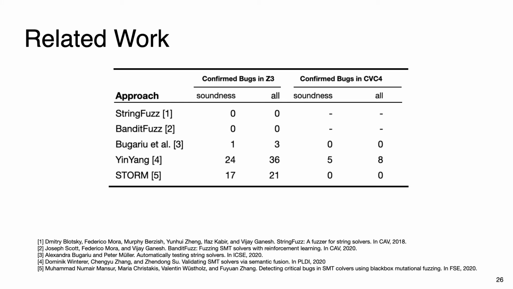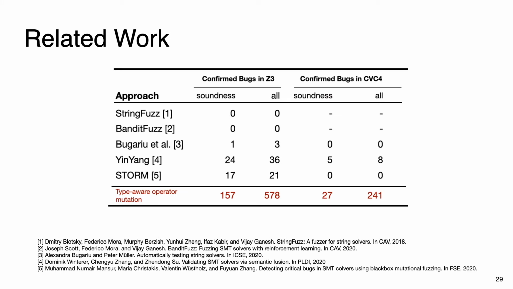However, finding bugs in SMT solvers is challenging. The previous work only found less than 30 confirmed soundness bugs in the SMT solver Z3, and a few or no confirmed soundness bugs in the SMT solver CVC4, which indicates the difficulty of finding bugs in SMT solvers. To address this challenge, in this work, we proposed type-aware operator mutation, which found many more bugs in two state-of-the-art SMT solvers, Z3 and CVC4.